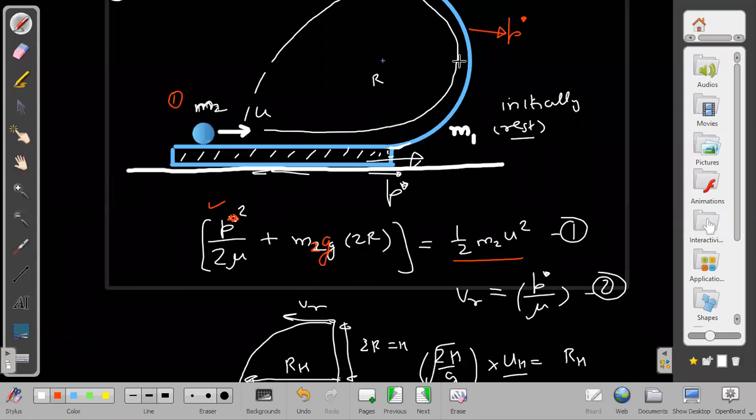Instead of that, I want to find out what is the normal reaction exerted on it when it is at a certain position. Maybe while it is already covering an angle theta on this, then at this place, what is the normal reaction acting on it? Those are slightly tougher questions. We can do them easily, but slightly tougher.